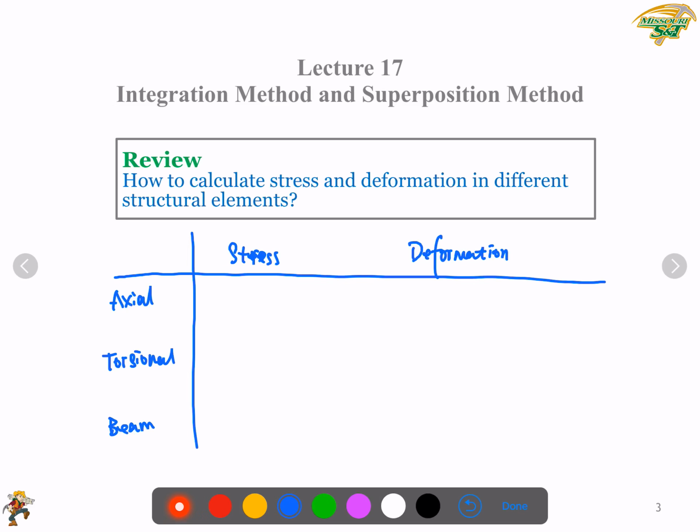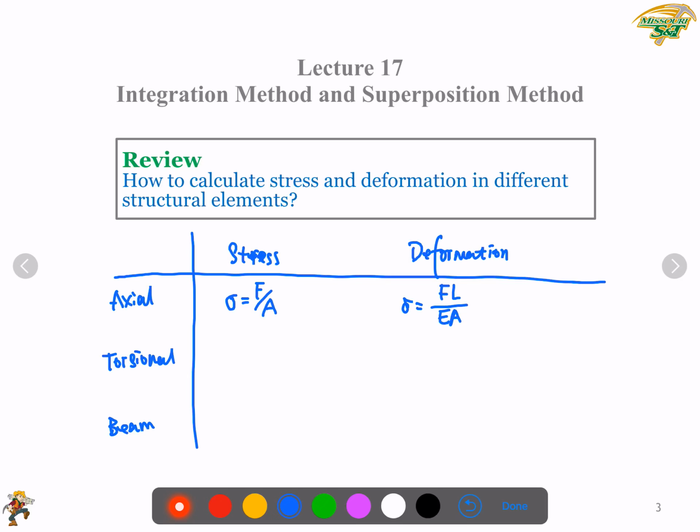For an axially loaded element, the stress is simply calculated as sigma equals F over A. That is the loading over area. And for the deformation, that is how its length will change. Will it become longer or shorter? That is delta equals FL over EA.